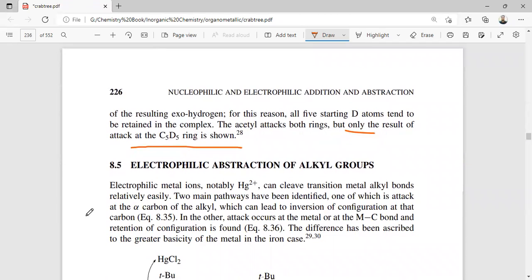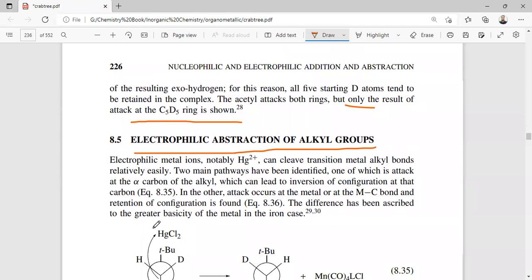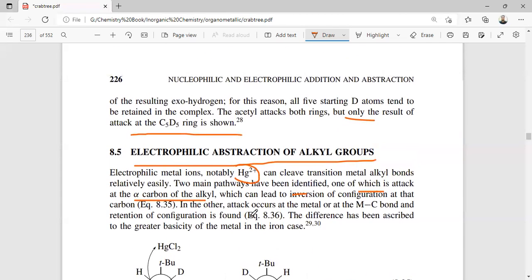Next, we discuss the electrophilic abstraction of the alkyl group. Electrophilic metal ions, notably Ag plus and Hg2 plus, can cleave transition metal alkyl bonds relatively easily. Two main pathways have been identified. One is attack at the alpha carbon of the alkyl, which can lead to inversion of configuration at the carbon. In the other, attack at the metal or the metal-carbon bond, retention of configuration is found.